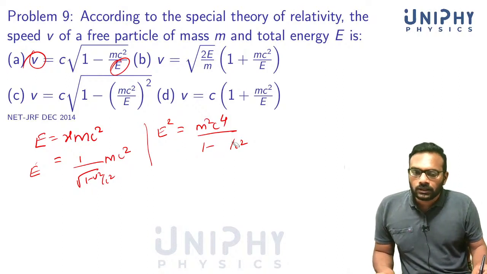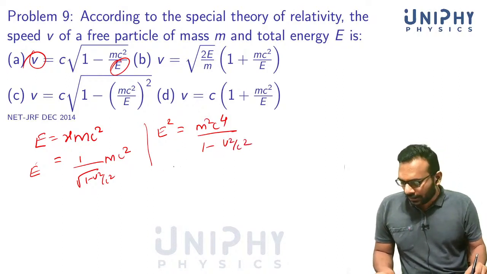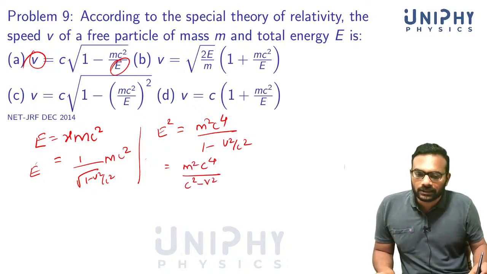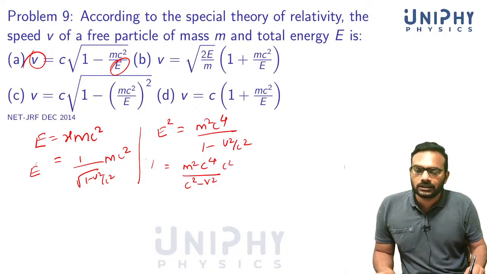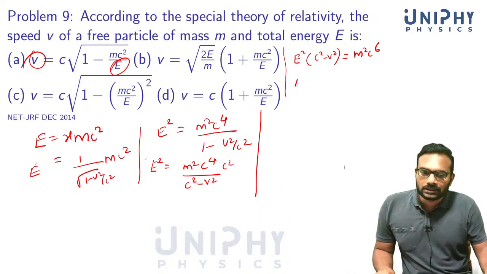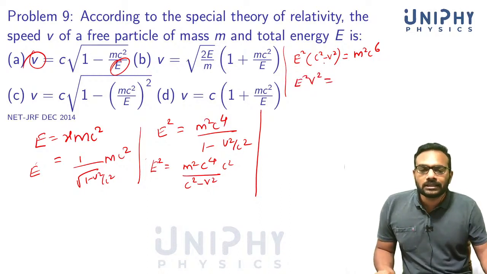So this is 1 minus v square by c square, and you can write this as m square c raised to 4 divided by c square minus v square divided by c square, so that c square will appear here. This is your E square. Now you see that E square multiplied by c square minus v square is equal to m square c raised to 6. This means that, taking E square v square to this side, E square v square is equal to E square c square minus m square c raised to 6.